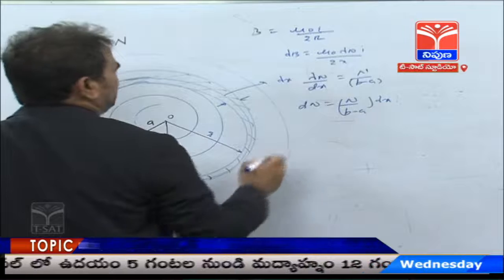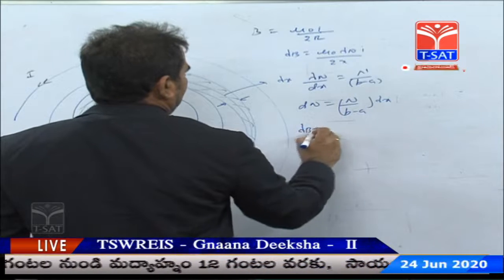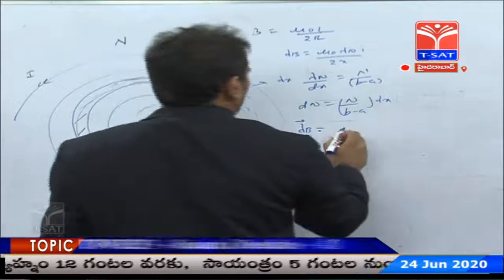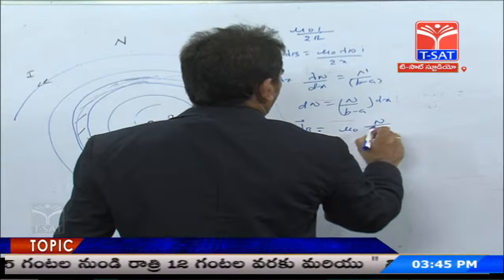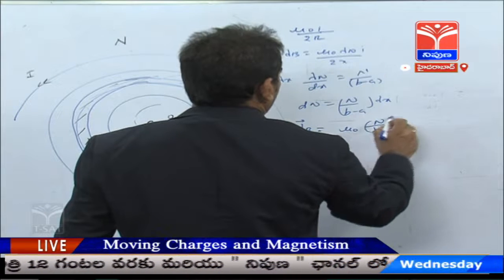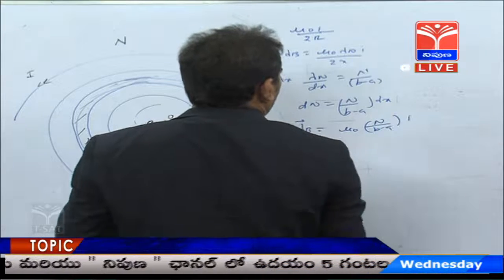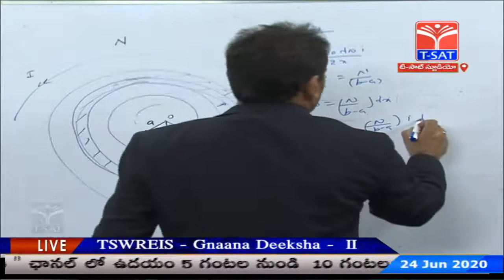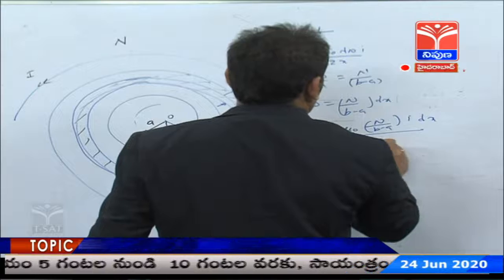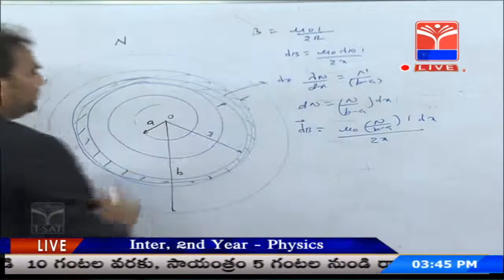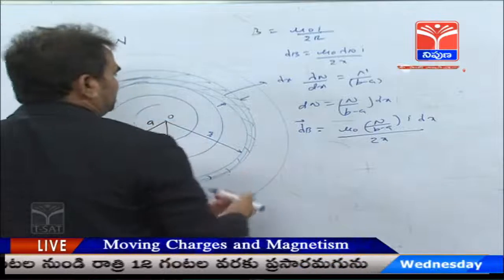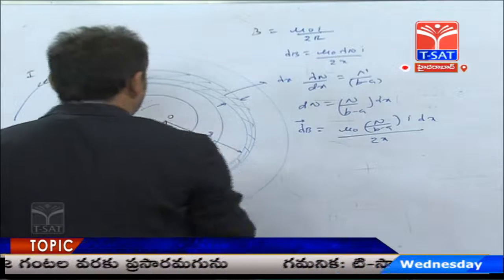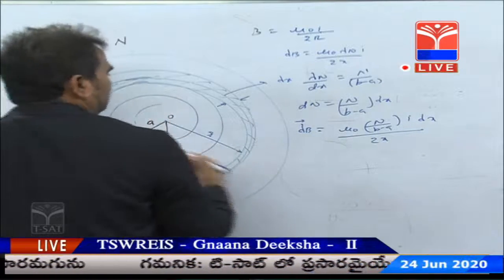Substituting this value in the above equation, we get the magnetic field induction dB equal to mu naught into dN, that is n by b minus a into I into dx upon 2x. We have to calculate the net magnetic field induction at the center, so we integrate the above equation between suitable limits. The initial limit is a and the final limit is b.